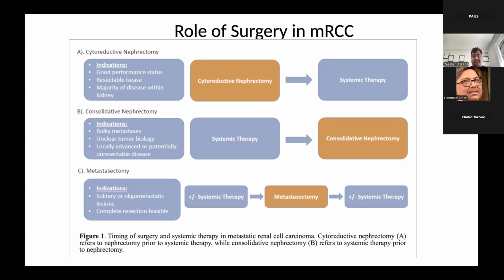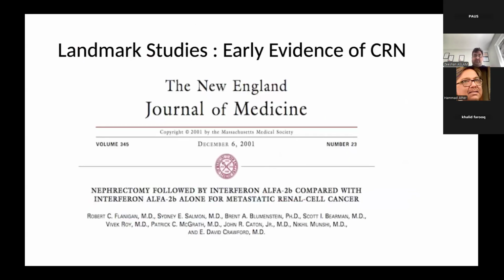Well, they start with systemic therapy, then metastatectomy. And after that, systemic treatment or observation, if, let's say, patients have a period where they're totally disease-free, despite the fact that they are a case of metastatic kidney cancer. So we'll go a little more into detail on cytoreductive nephrectomy.